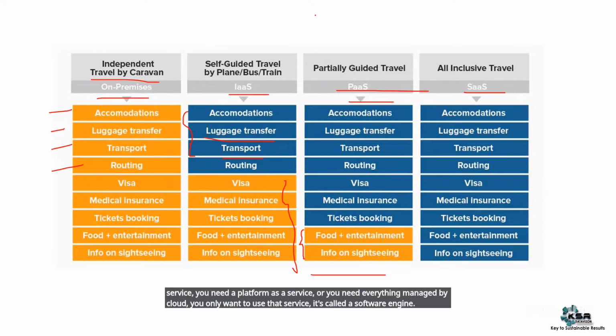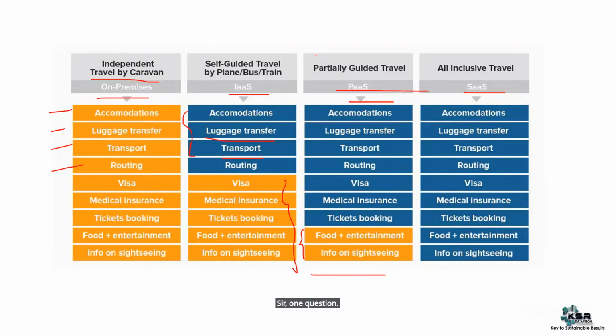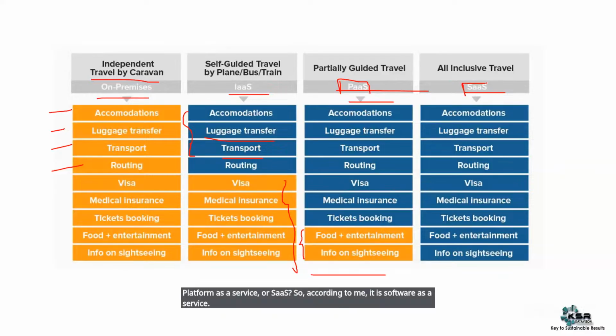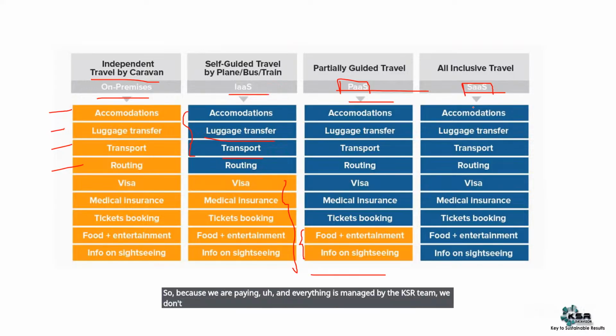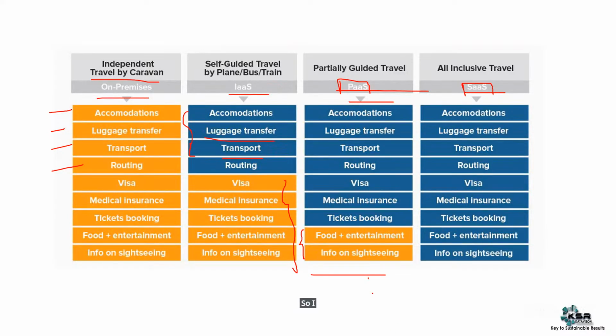Sir, one question. Sir, is KSR platform as a service or SaaS? Think, what is it? So according to me, it is software as a service. Why software as a service? Because we are paying and everything is managed by the KSR team, we don't have to do anything. So I thought it is software. It cannot be infrastructure as a service. That is fixed. It can be PaaS or it can be SaaS.